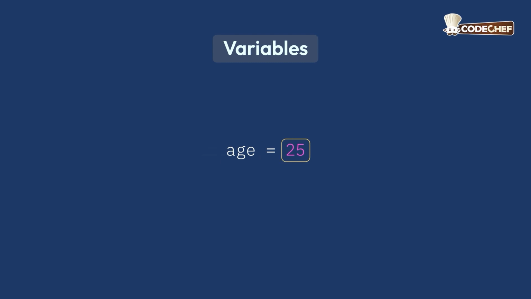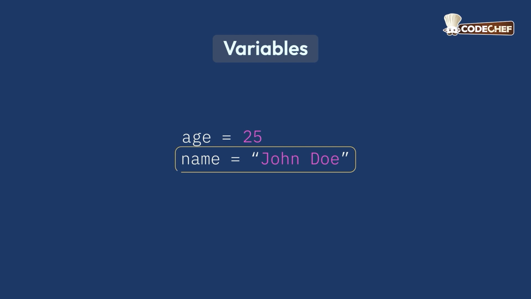Simple, isn't it? Now in the previous example, the data we stored in the variable called age was a number, which is 25. What if I asked you to create a variable that will store the name of a person? In Python, you can do it this way. Name equals to John Doe.